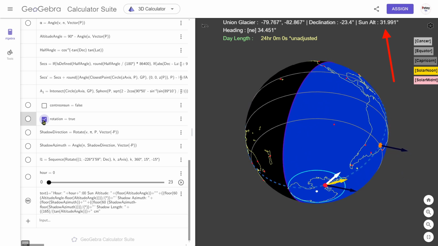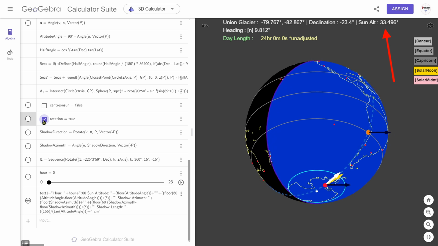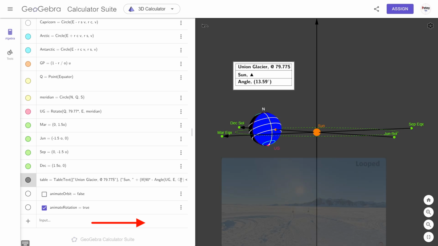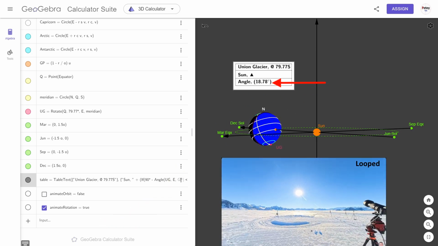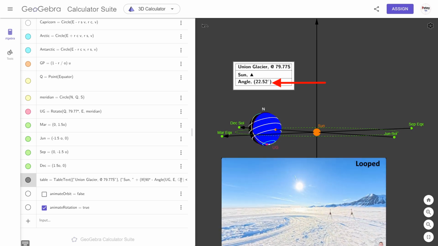At no time over the course of the 24 hours will the angle dip below 13 degrees or rise above 34 degrees for this location, this time of year. And you can see the wave-like motion we observed in the time lapses better in this animation.